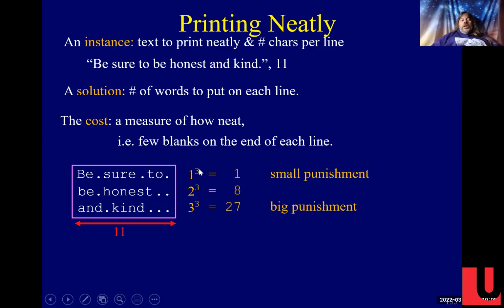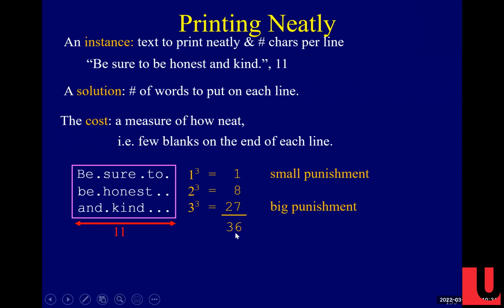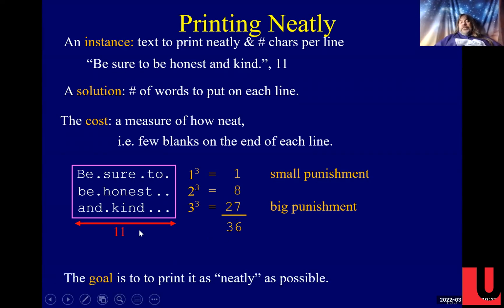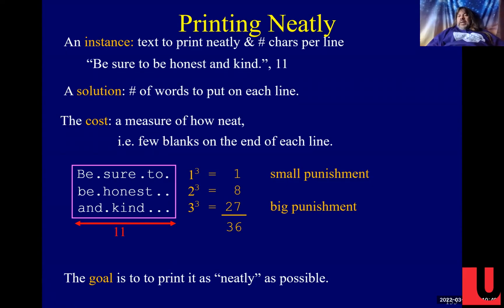And what we're going to do is we want a small punishment when you have few blanks, and a big punishment when you have lots of blanks on the end. And so the way to punish you a lot is to cube that number, right? So here, having 3 blanks is really bad, so we'll cube it for a punishment of 27. Everybody understand the problem? And then we add those costs up. And our goal is to break up the text to minimize the sum of the cubes of the number of blanks at the end of each line. Everybody understand this problem?